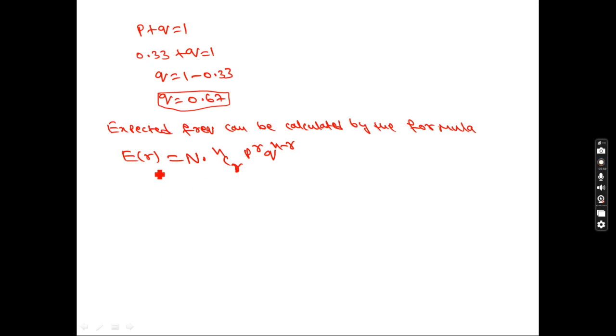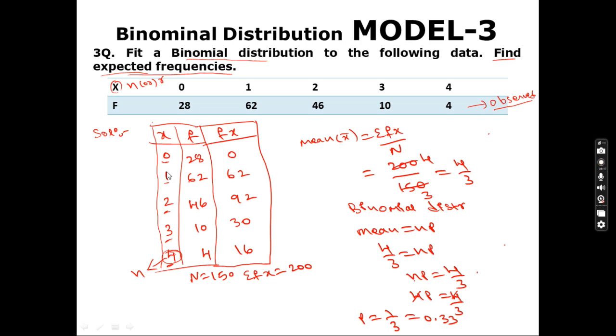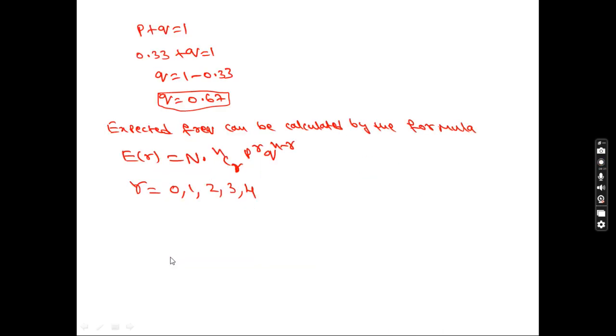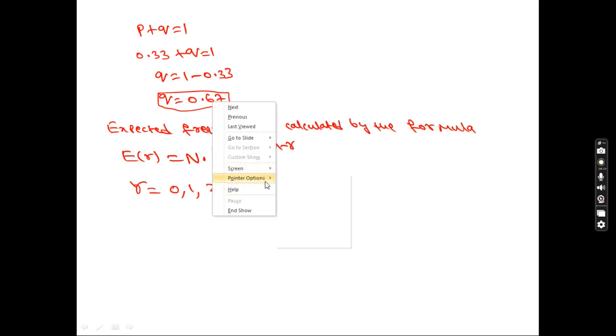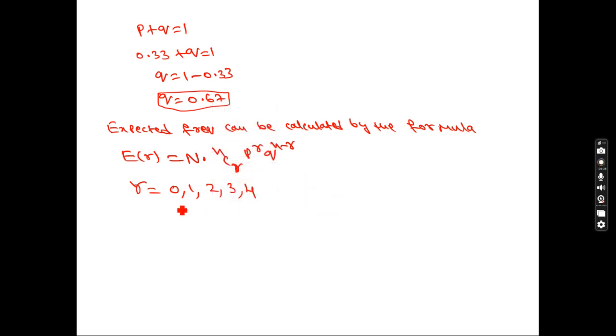Now you may have a doubt, sir, what is the meaning of r? r is always denoted with the number of successes: 0 successes, 1 success, 2 successes, 3 successes, 4 successes. Why are we taking from 0 to 4? In the given question, the x values are nothing but the r values only. So whatever the x values given in the problem, those are the r values only: 0, 1, 2, 3, 4. Clear?